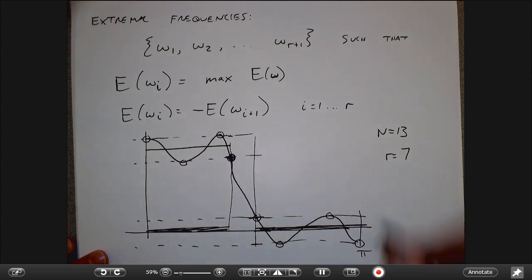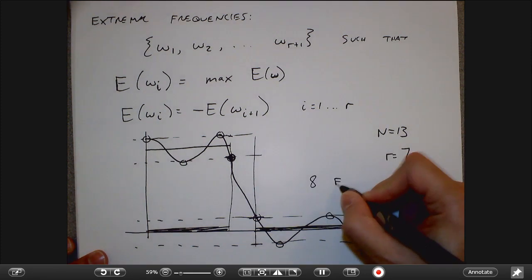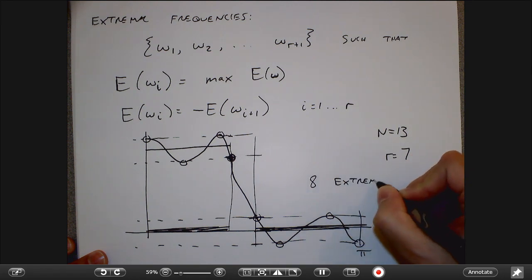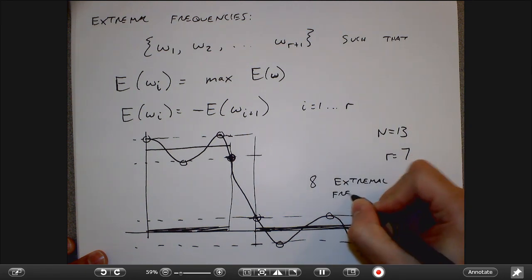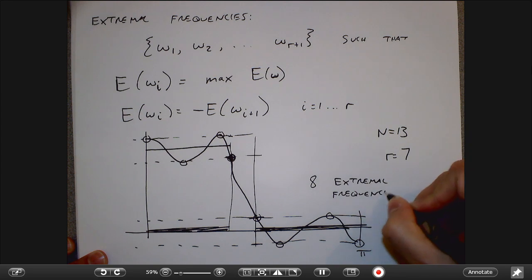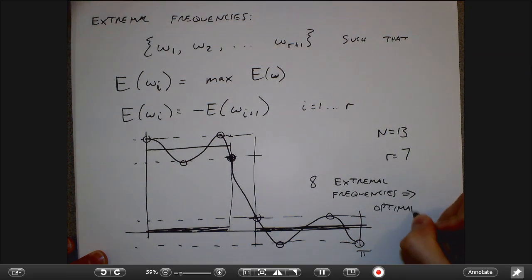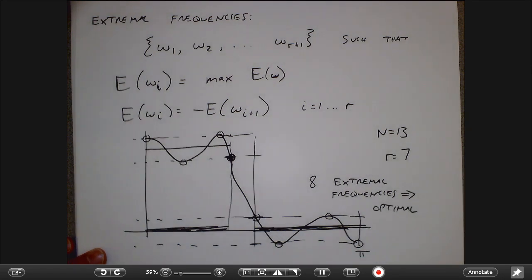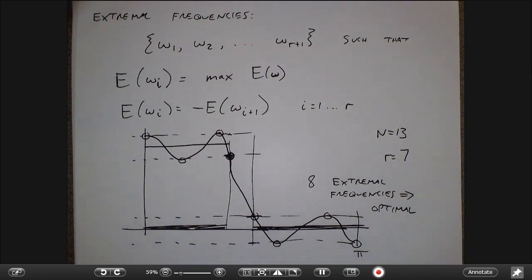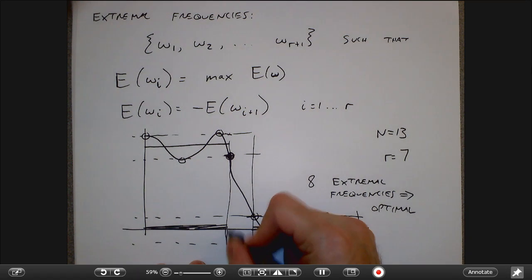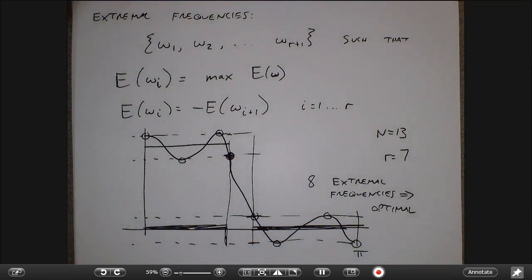Okay, so that means I need to have 8 extremal frequencies. And if I recognize that kind of function, then I can stop and say, well, whatever this is has to be optimal. Okay, so let me stop and ask if there are any questions about the big picture.